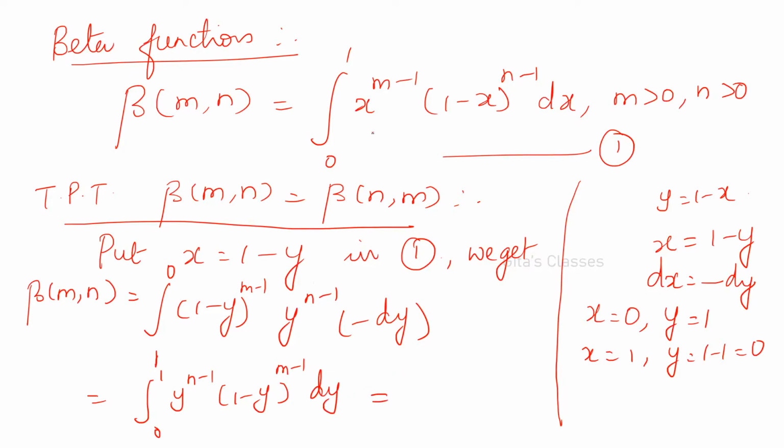Okay. What is this? By definition, because it is a definite integral, after integrating this function and substituting the limits, you will not have x at all. So whether you write x here or any other variable y here, it doesn't matter. So I can represent this as beta of n comma m. You can write this as x^(n-1) into (1-x)^(m-1), it doesn't matter. It is a dummy variable here. Okay, so we have proved that beta of m comma n is equal to beta of n comma m. This is a property of beta functions.